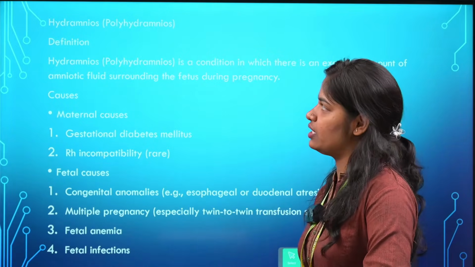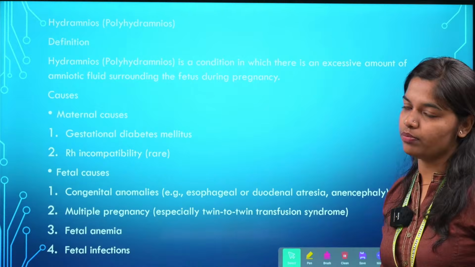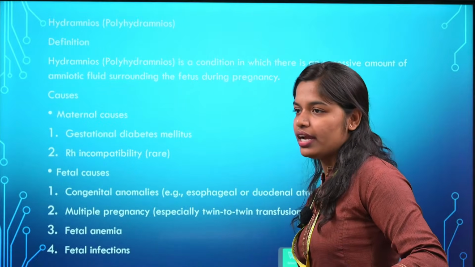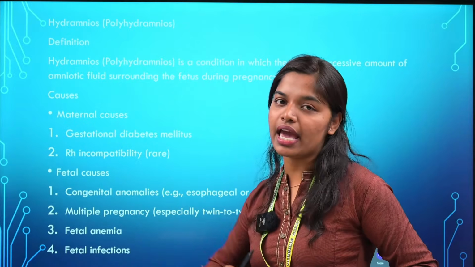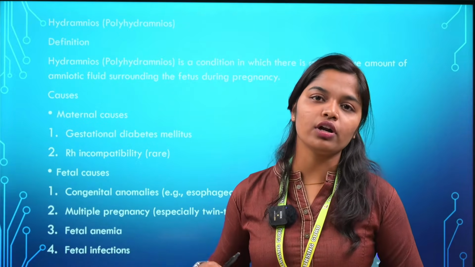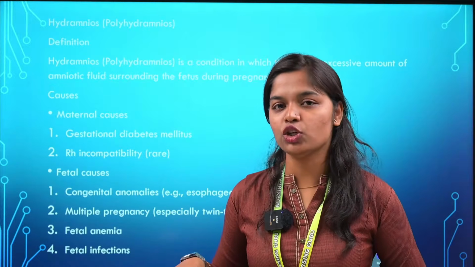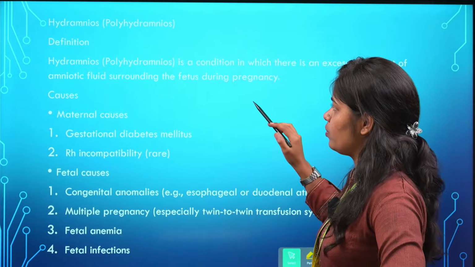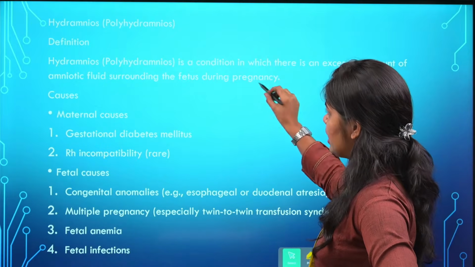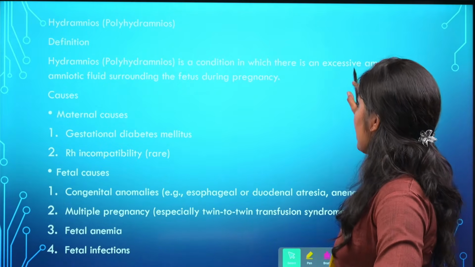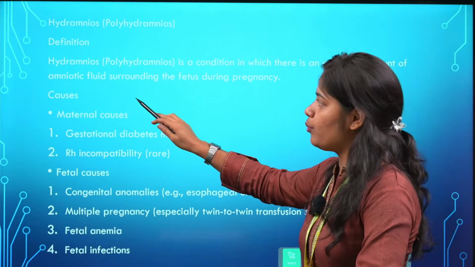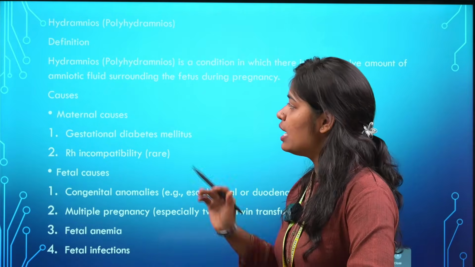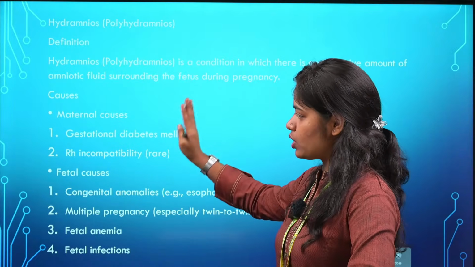Next condition is hydramnios. Hydramnios is also called polyhydramnios. Polyhydramnios is a condition in which there is an excessive level of amniotic fluid in the uterus, that we call hydramnios or polyhydramnios. It is an excessive amount of the amniotic fluid surrounding the fetus during pregnancy. The causes include maternal causes and fetal causes.